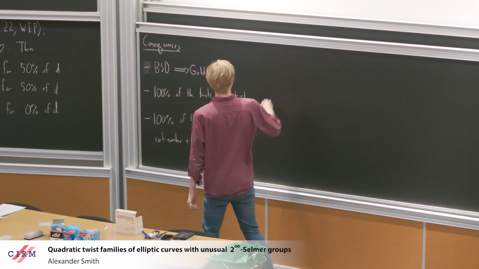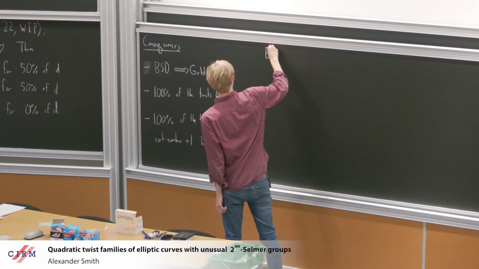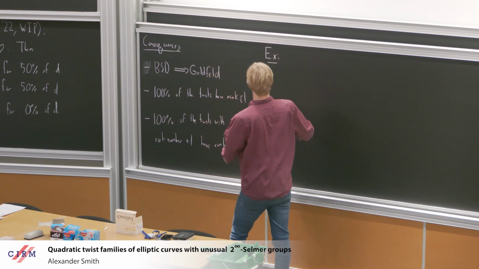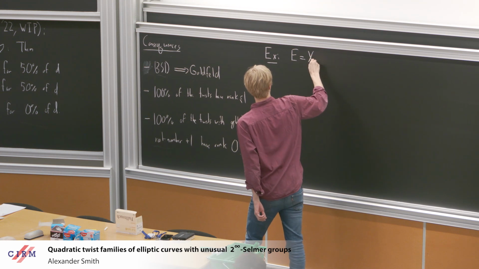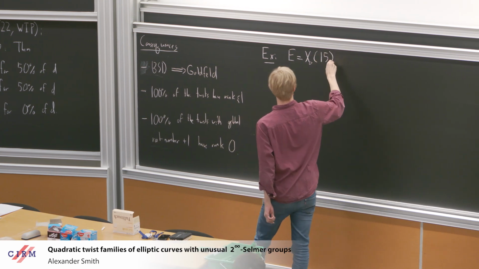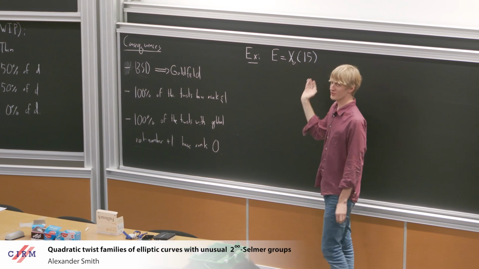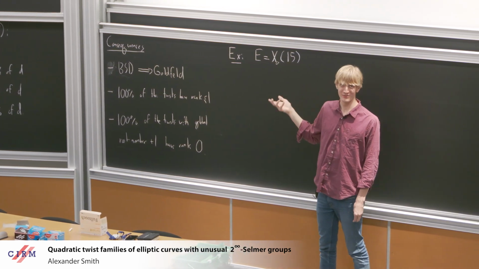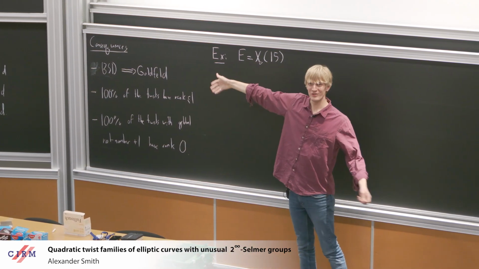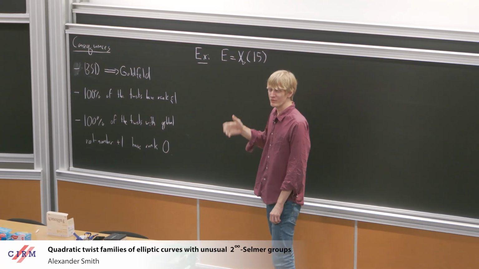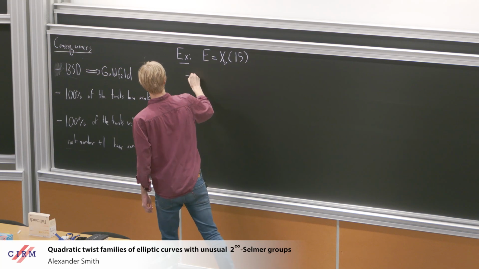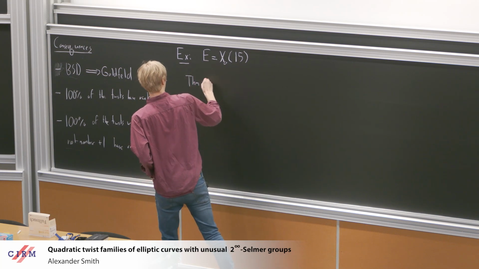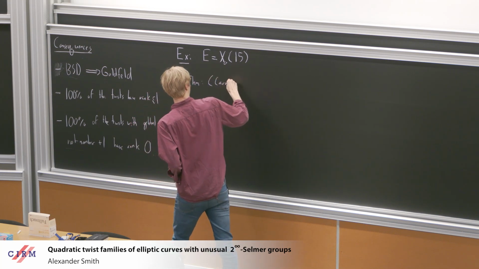Okay, so a very specific example of this is we can take a look at the elliptic curve X_0(15). This is a modular curve, but it also has genus 1, and we can ask about its quadratic twist family. The reason one would be inclined to do so is because there's this theorem of Caraiani and Newton from yesterday.